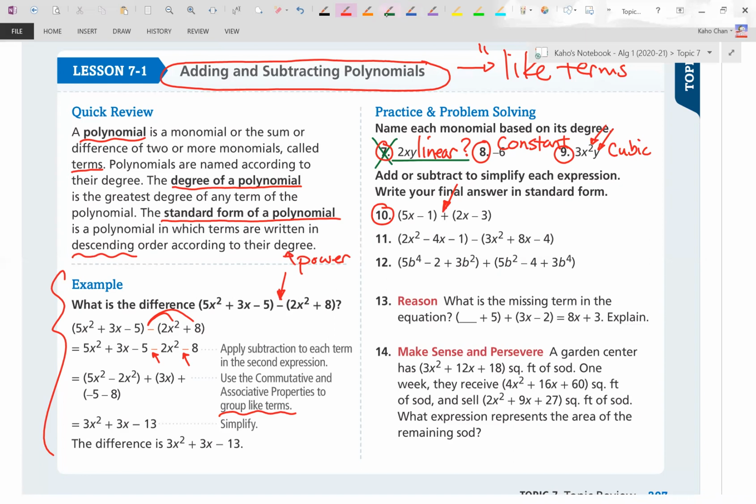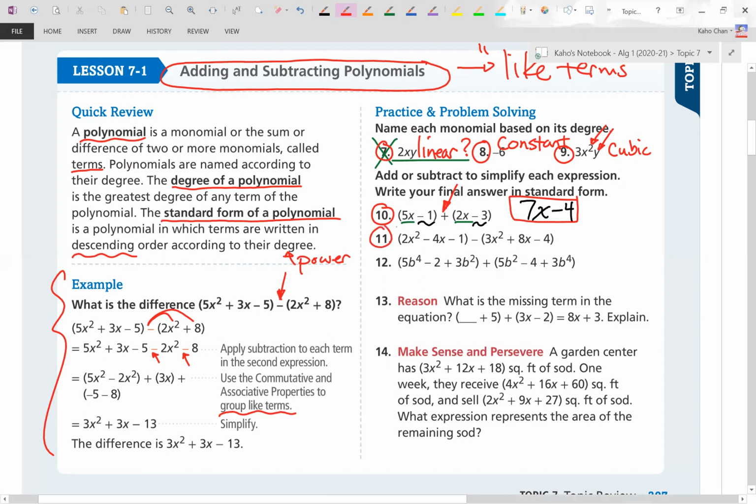Let's look at the x's. First, we have 5x and 2x. I'm going to add those together. It gives me 2x plus 5x is 7x. Nice. And then we have, of course, -1 and plus -3. That gives me -4. Not too bad, huh? 7x minus 4.